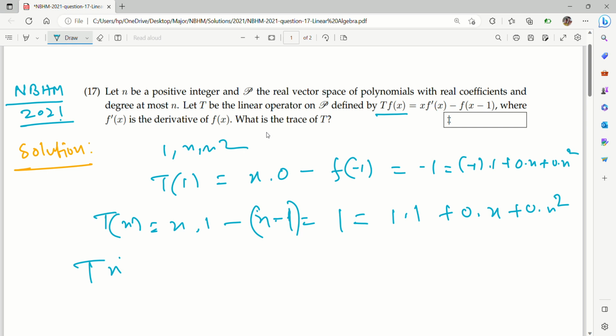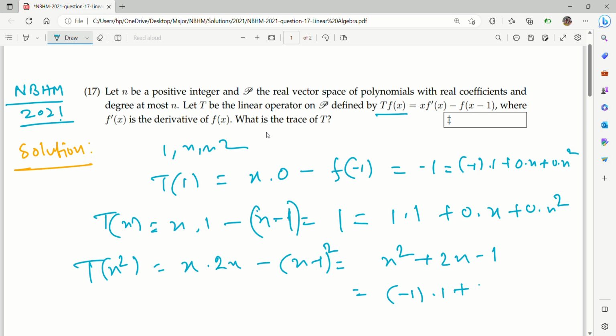So now we have T of x squared equal to x times 2x minus x squared minus 1. That gives rise to x squared plus 2x minus 1. So we can simply write minus 1 times 1 plus 2 times x plus 1 times x squared, right?